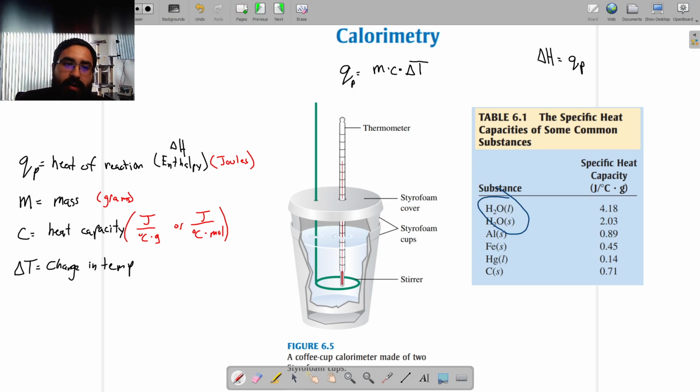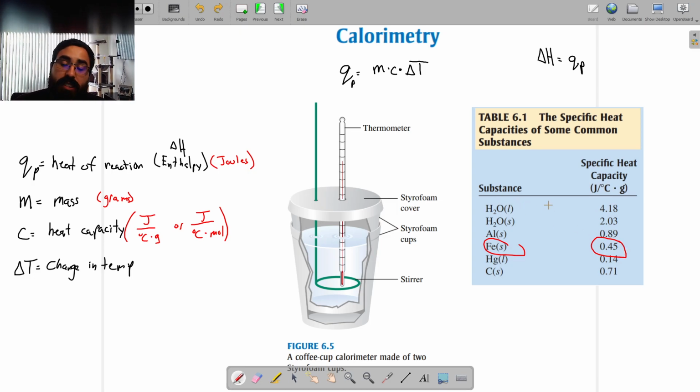Water has a very high heat capacity, and what that means is that it takes a lot of energy to raise the temperature of water, as opposed to a metal like iron. The value right here is 0.45. When it says specific heat, it refers to 1 gram. So what this says is that we need 0.45 joules to raise 1 gram by 1 degree Celsius. We only have to put in a little bit of energy to raise the temperature by 1 degree.